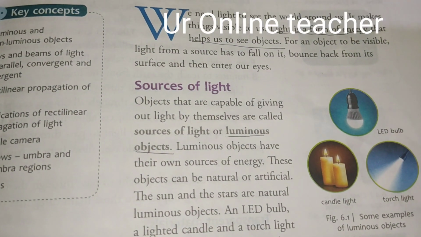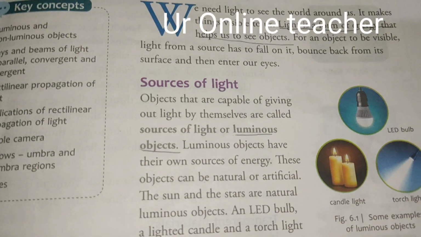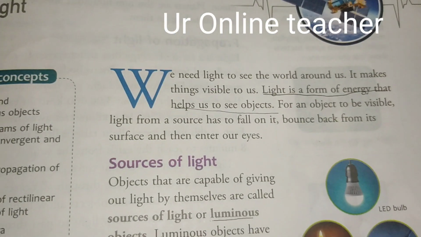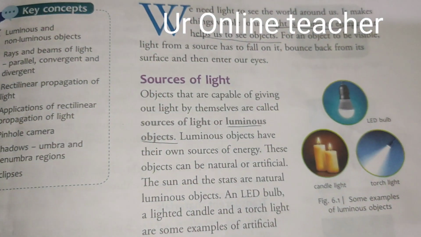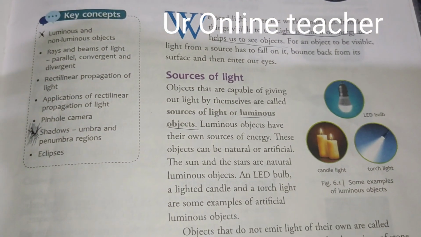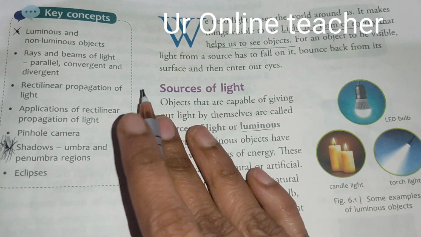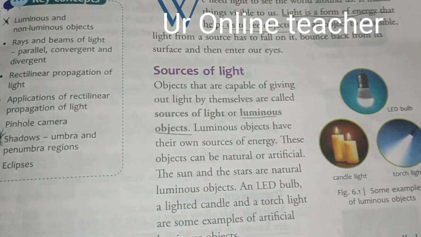The light from a source will fall on that object and bounce back from the surface, and it will enter our eyes so that we can see the object. So what are the sources of light? From where does the light come?